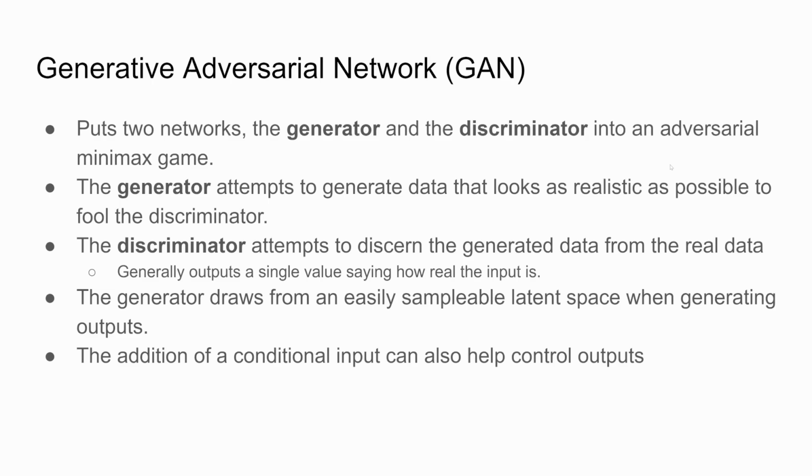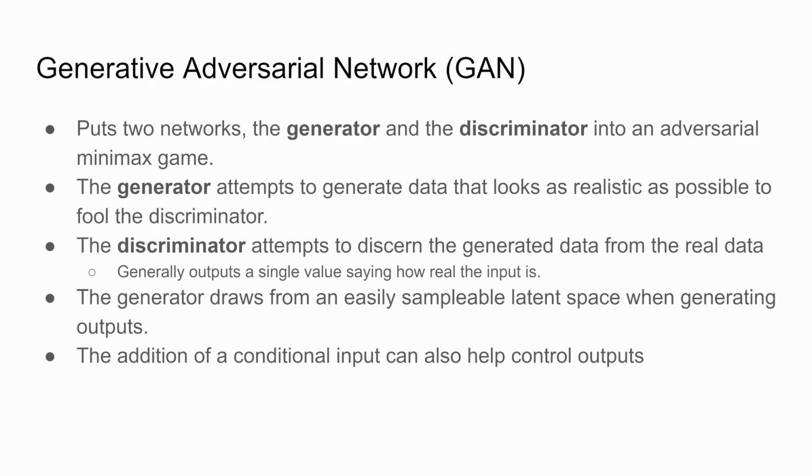Here, I would like to briefly go over the basic structure of a generative adversarial network. In a generative adversarial network, two networks, the generator and the discriminator, are put into an adversarial minimax game. The generator attempts to generate data that looks as realistic as possible in order to fool the discriminator. In the case of word gesture production, that would mean creating as realistic of word gestures as possible, while the discriminator is attempting to discern the generated data from the real data. In the case of word gesture production, that would mean it is attempting to figure out whether or not a gesture is generated or real.